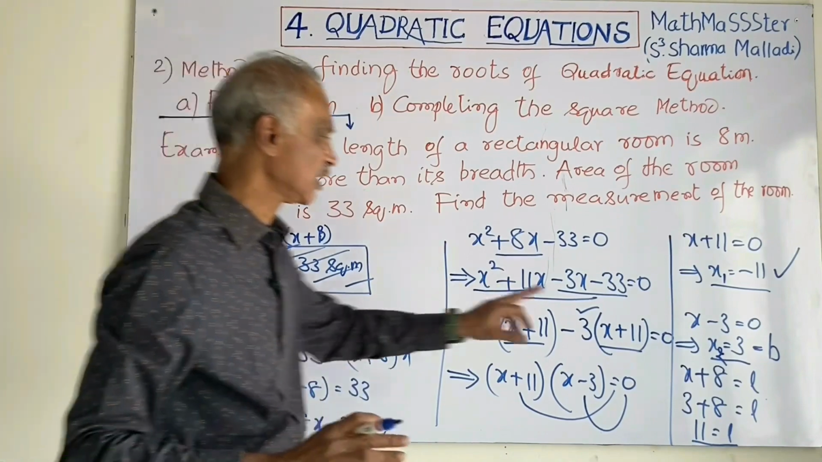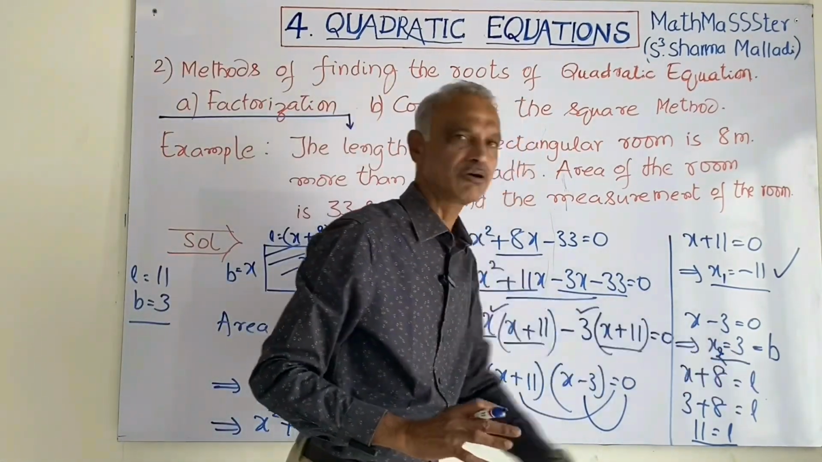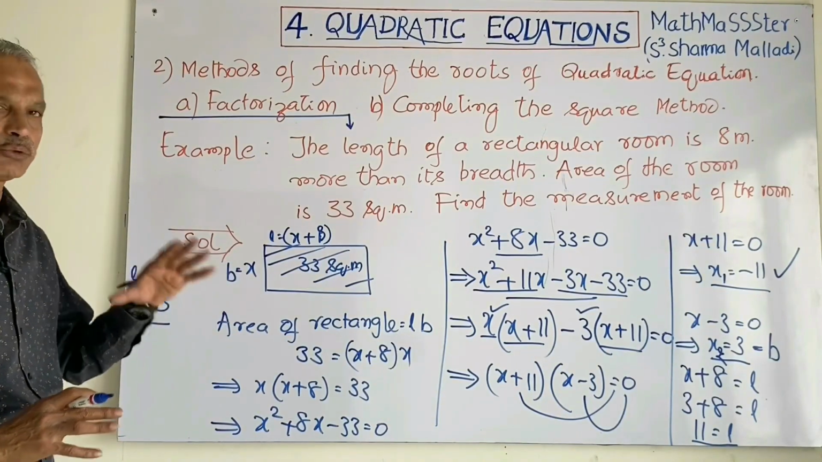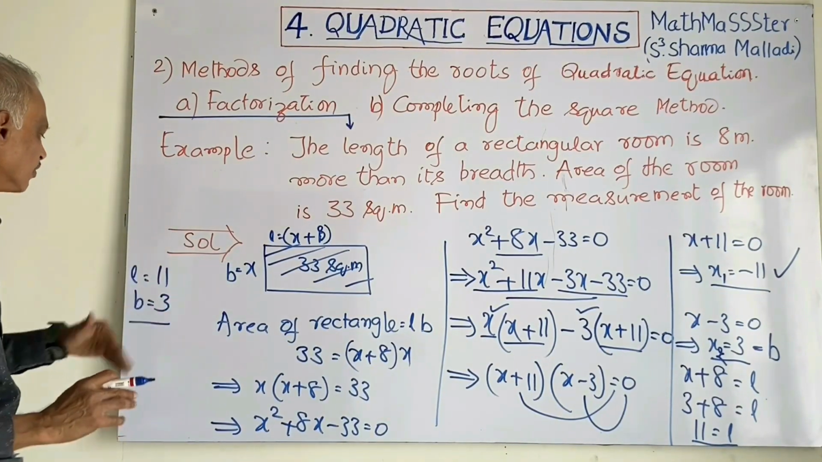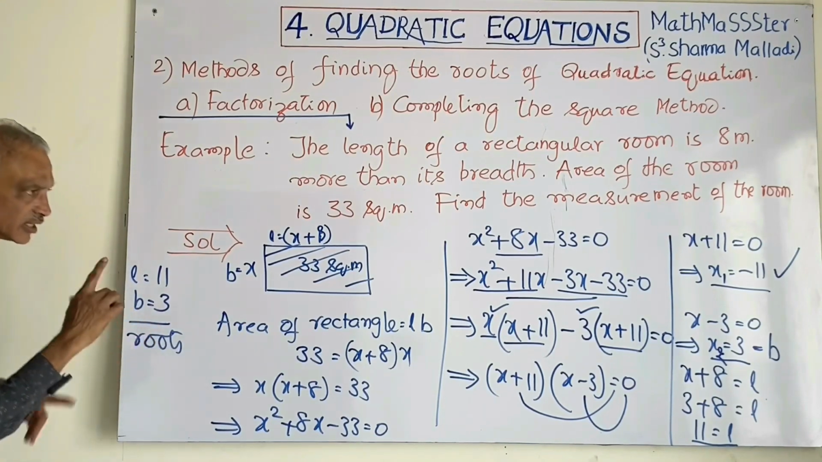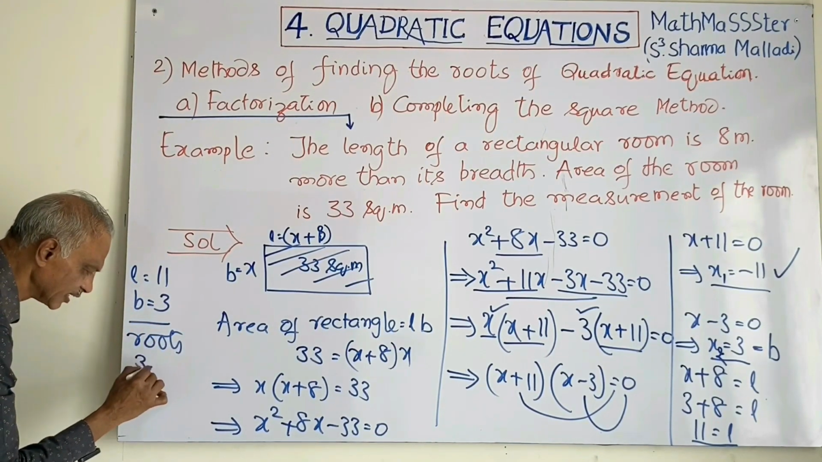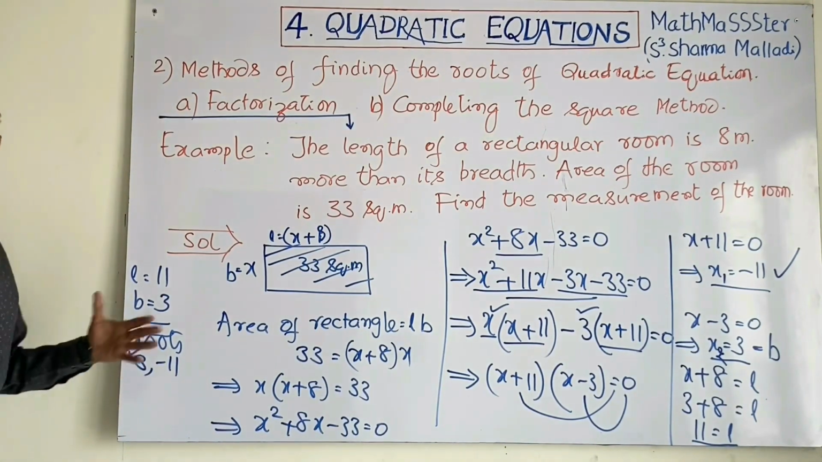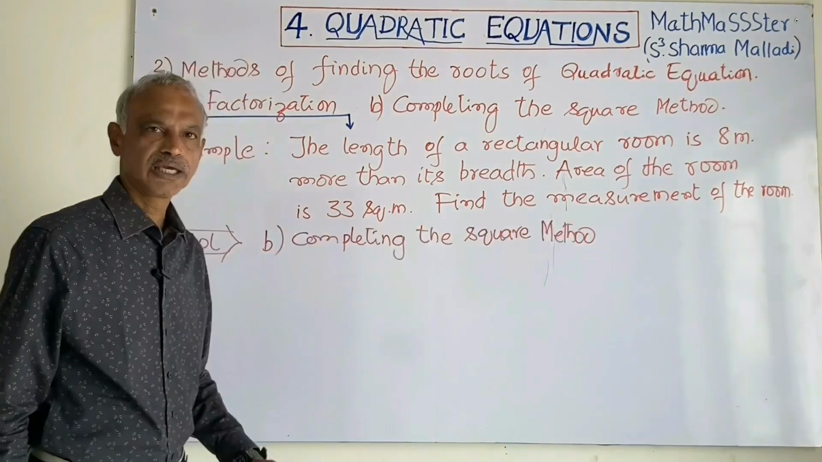You have to take 3 because length will be positive. We have got 2 roots. What are the roots? 3 and minus 11. We have taken 3 because length is positive.